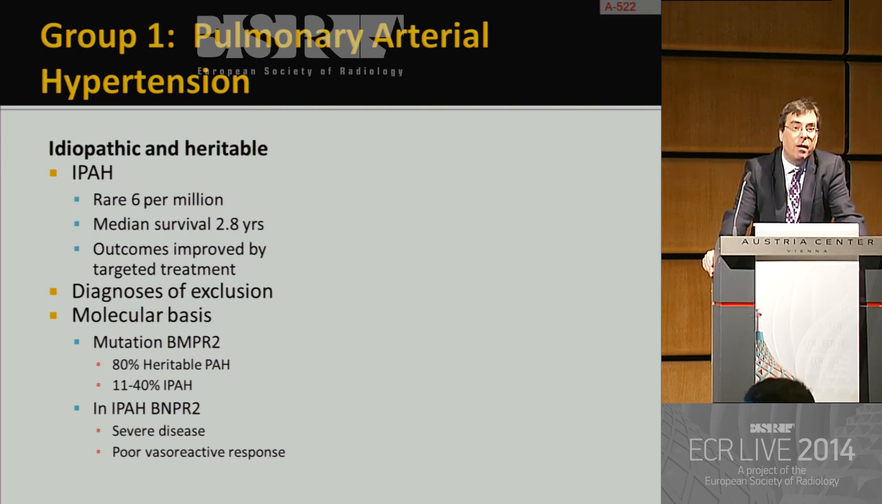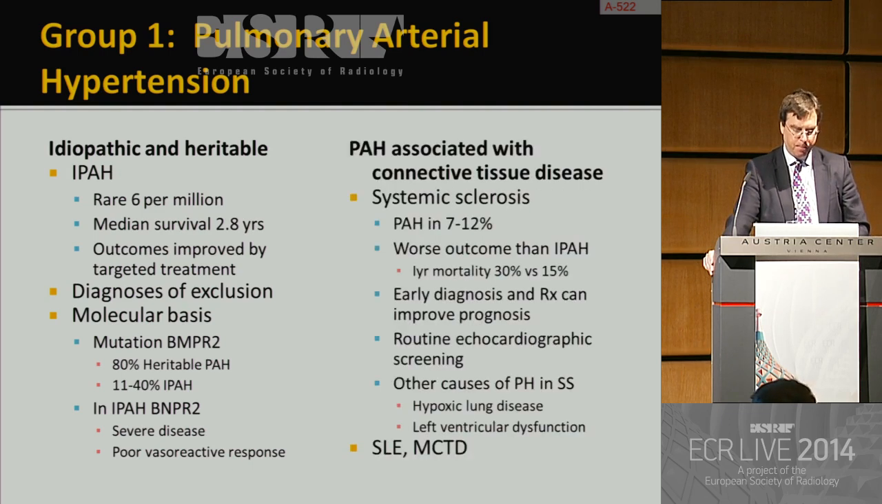BMPR2 receptor mutations are common in the setting of heritable disease. 80% of people will have them. Even apparently sporadic cases, a significant proportion, will have that genetic mutation. Moving on to other causes of identical pathological changes.